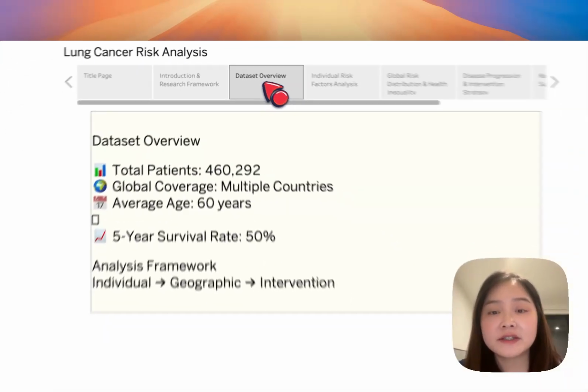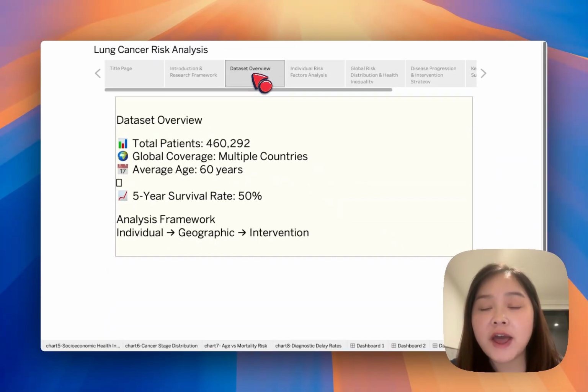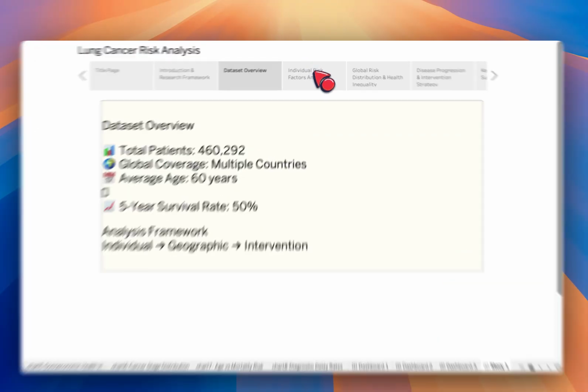In this dataset, we analyzed over 460,000 patients from multiple countries. Average age is 60. 5-year survival rate is 50%. Our approach is individual factors, then geographic patterns, then intervention strategies.